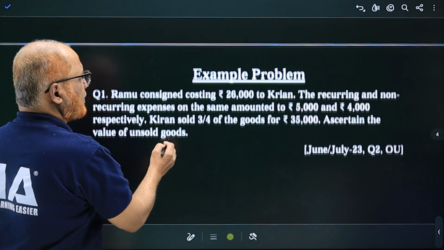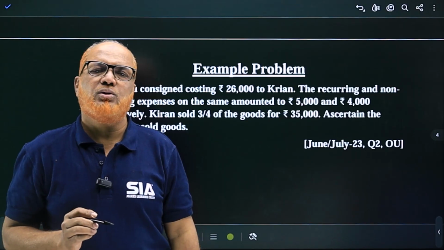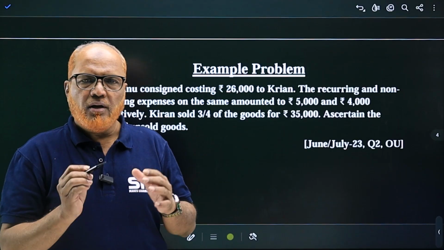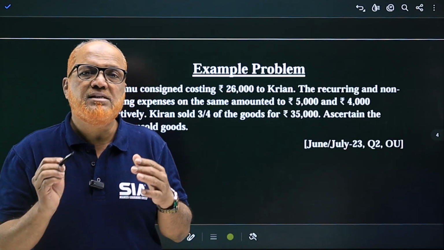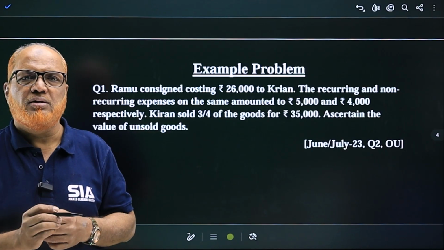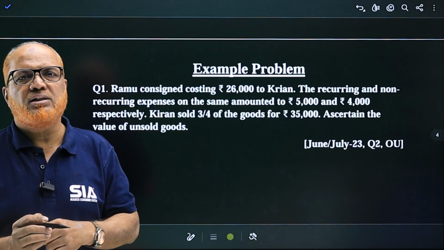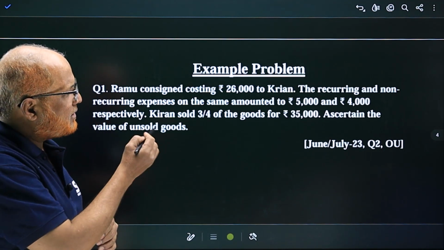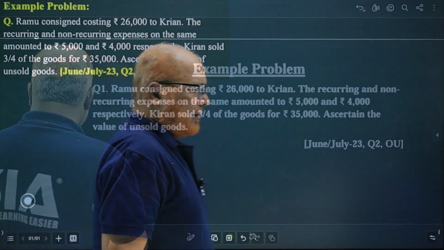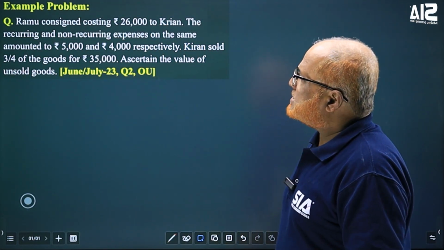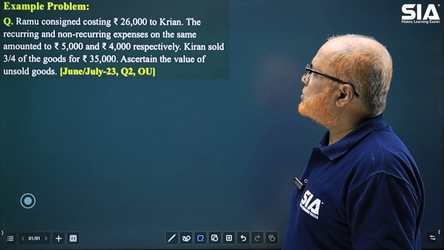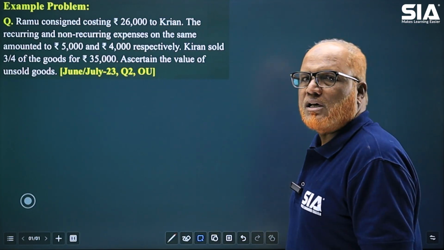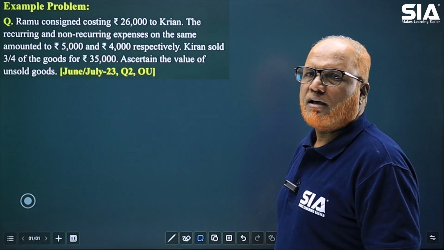Now, example problem. So far, I have explained how to calculate the value of unsold stock. Now, I am taking up one example, one examination problem. In short, they have asked you to calculate the value of unsold stock. That valuation I am going to explain in this problem. Now, see carefully. Ramu consigned goods costing 26,000 to Crayon. So Ramu is the consignor and Crayon is the consignee.